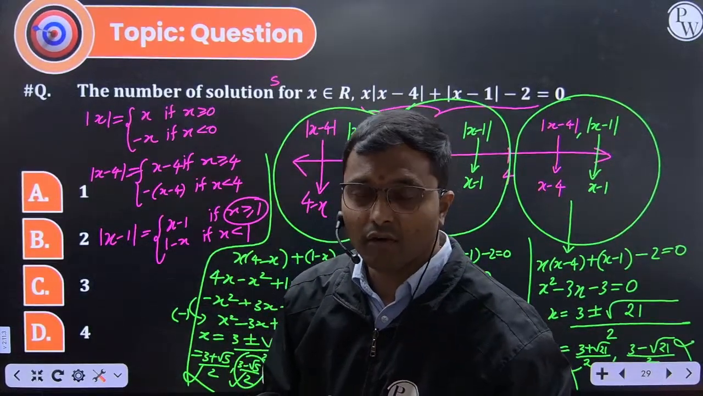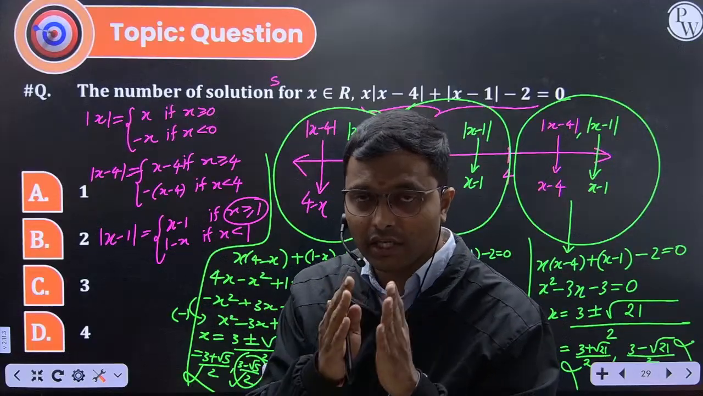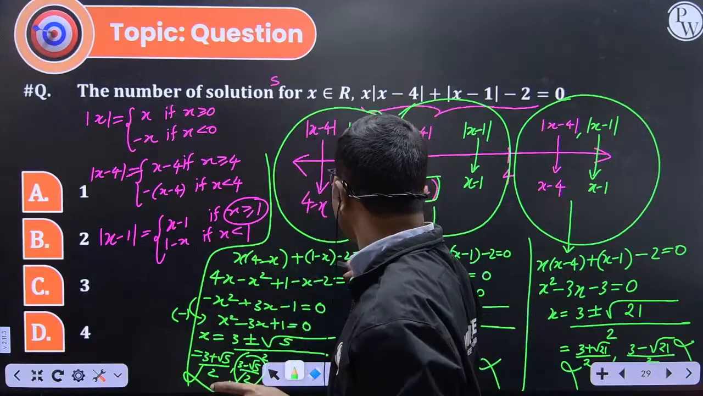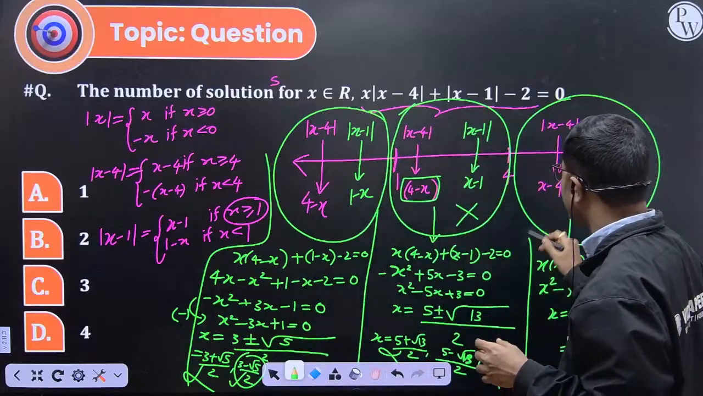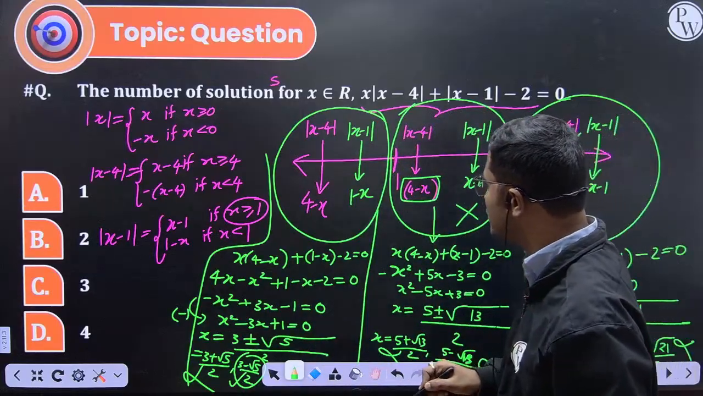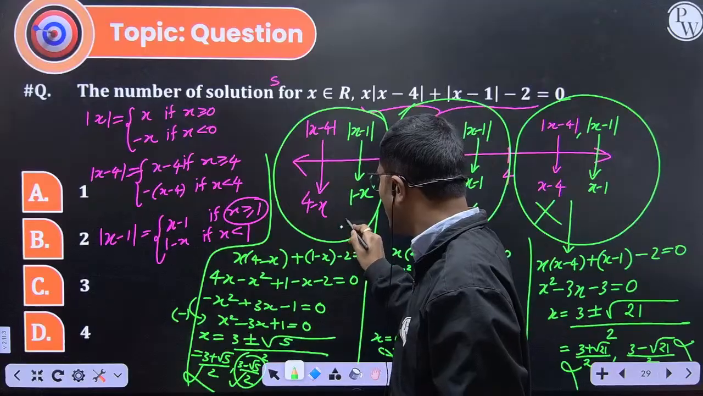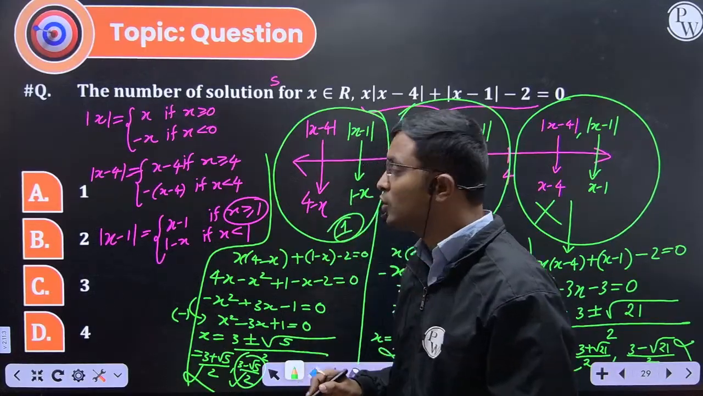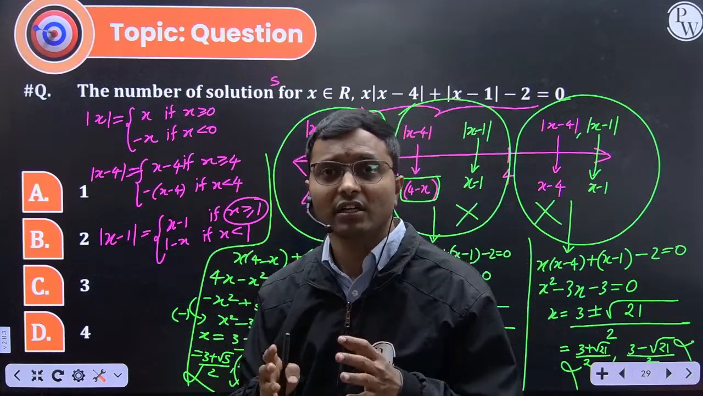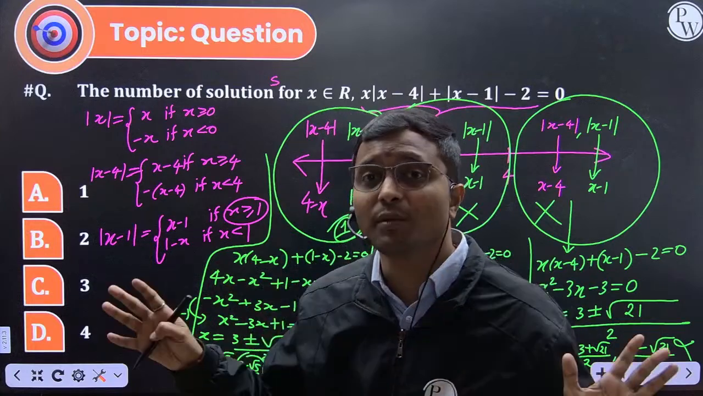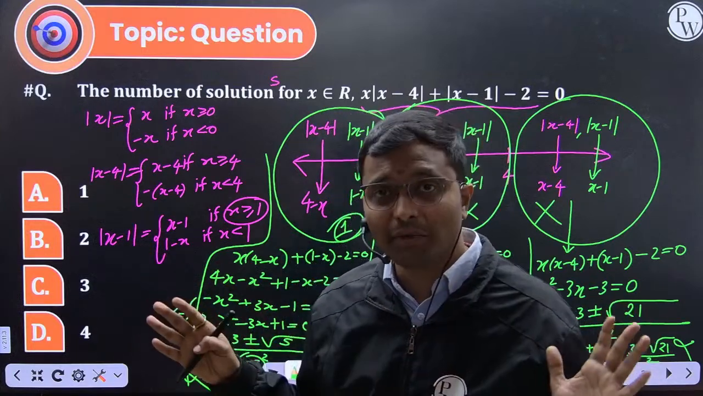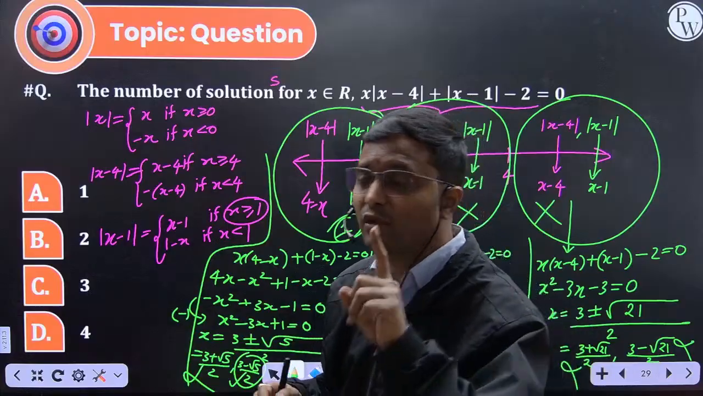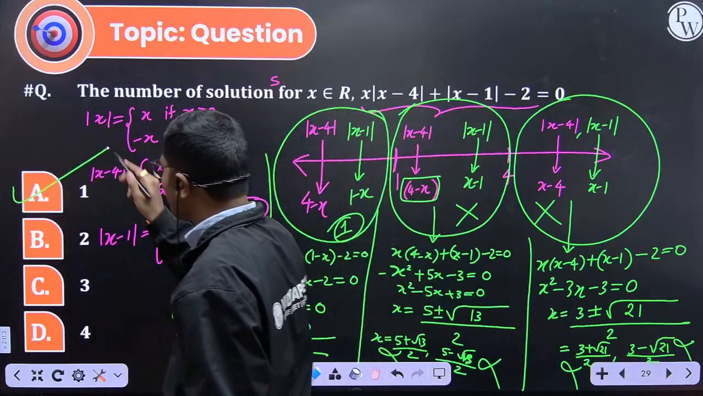Okay, after doing this whole dividing into intervals, in the second region we didn't get any solution. The third region we didn't get any solution, but in the first region we got one solution. So the total number of solutions we want, total number of solutions on the real number line. Obviously, on the real number line, the total number of solutions is only one solution. That is our first option.